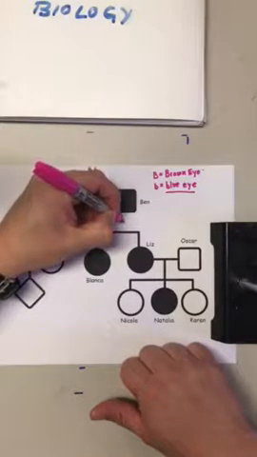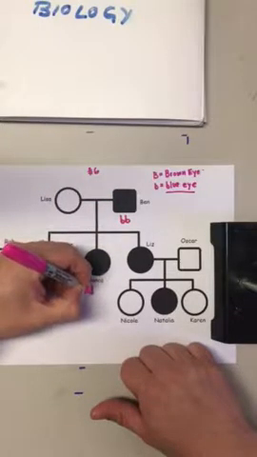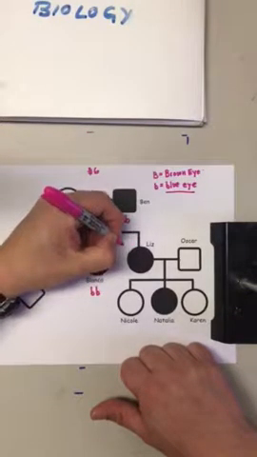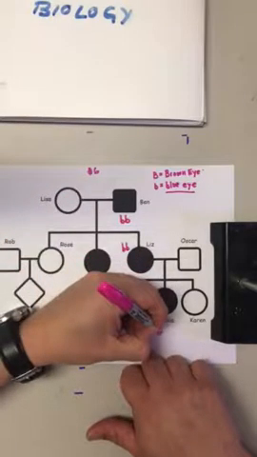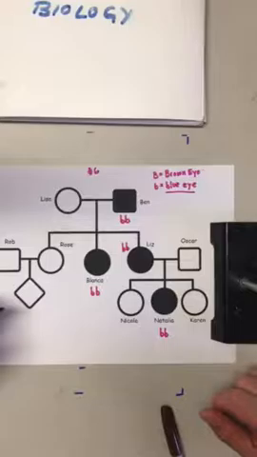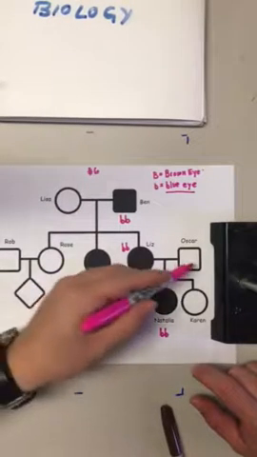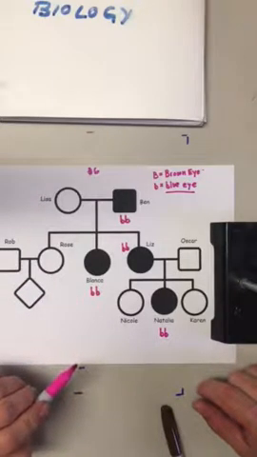Therefore, their genotype has to be homozygous recessive, because that's the only way that you would get blue eyes. They need 2 copies of that gene to have blue eyes, right? Now, using this information, we can figure out the rest of the individuals in this pedigree.